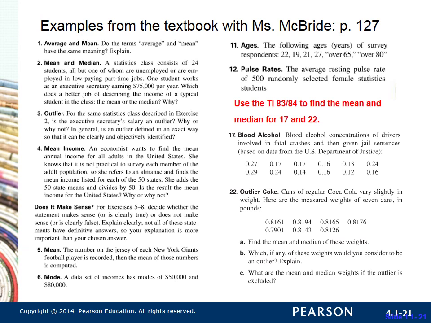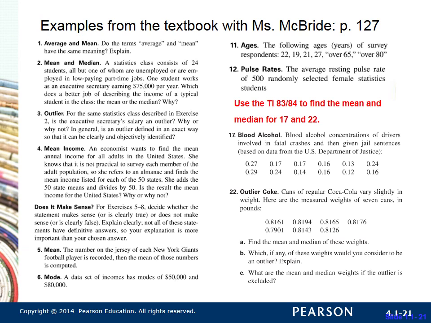All right, number 11, ages. The following ages of survey respondents were 22, 19, 21, over 65, and over 80. Sure, we could do that, but we couldn't really find the mean too well because we've just got lumpy groups at the last two. Could you find the mean for the pulse rate? Yes, I could. Just add it up, divide, nothing special there.